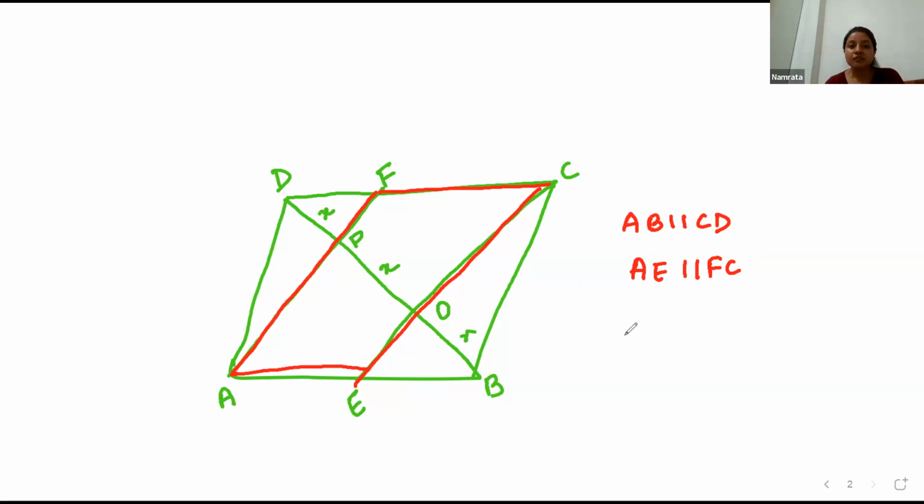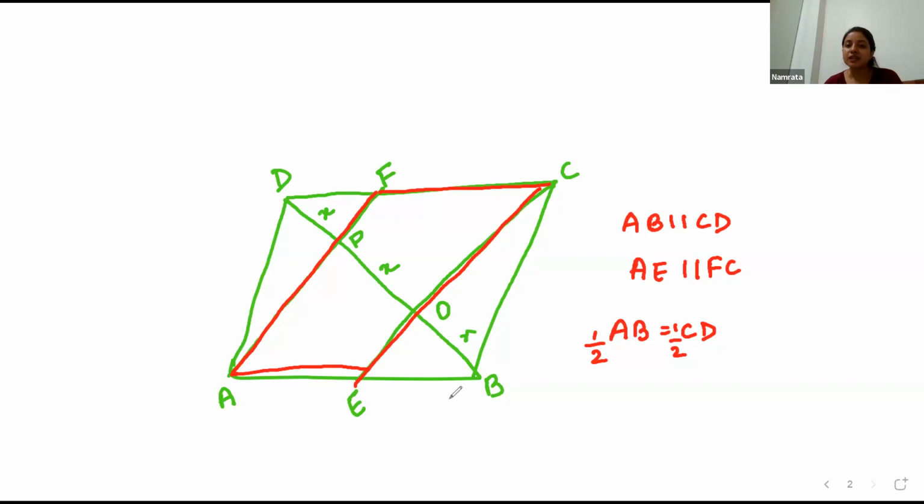Similarly, we can say AB is equal to CD. That means half of AB must be equal to half of CD. You are having $100, I am having $100. We both are the same money-wise. So half of yours, half of mine. So half of AB is equal to half of CD.